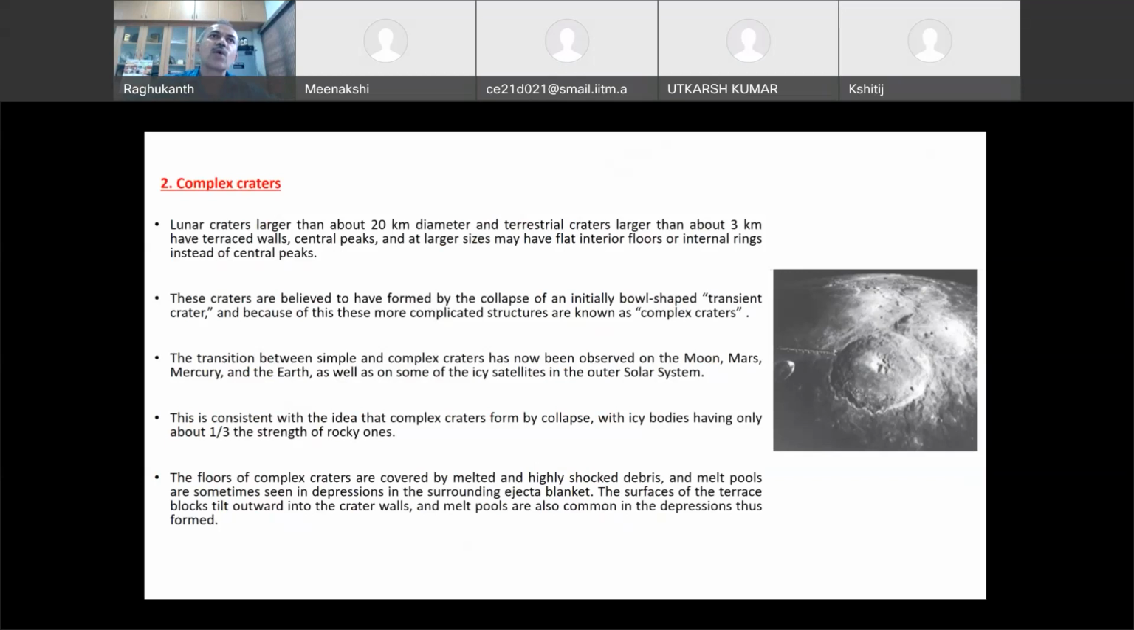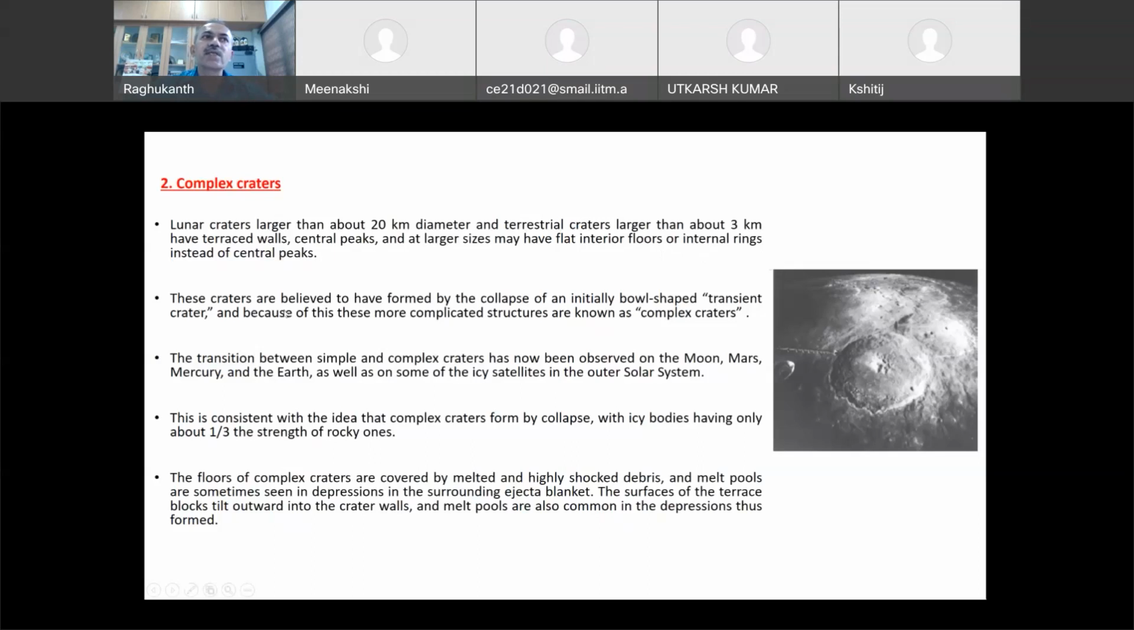So that's what they say, 20-kilometer size. And terrestrial craters, terrestrial means on Earth. Of course, the Moon is also terrestrial, they say, like Venus, Mercury, Mars, and others. Craters larger than about 3 kilometers have terraced walls, central peaks, and at larger sizes, flat interior floors or internal rings instead of central peaks itself. So this they call complex craters.